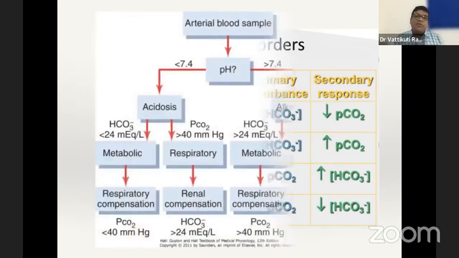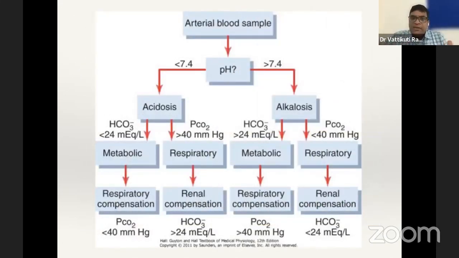So to simplify this, if you have an ABG, first look at the pH. Is the pH less than 7.4? Then it is acidosis. If the pH is more than 7.4, it is alkalosis. If it is acidosis, look at whether it is metabolic or respiratory. How do you tell it is metabolic? If the bicarb is falling, less than 24, it is metabolic. So in the compensatory mechanism, what you are expecting is respiratory alkalosis. On the other side, if the bicarb is normal, and it is because of the rise in PCO2, then it is called respiratory acidosis. The compensatory mechanism is metabolic alkalosis.